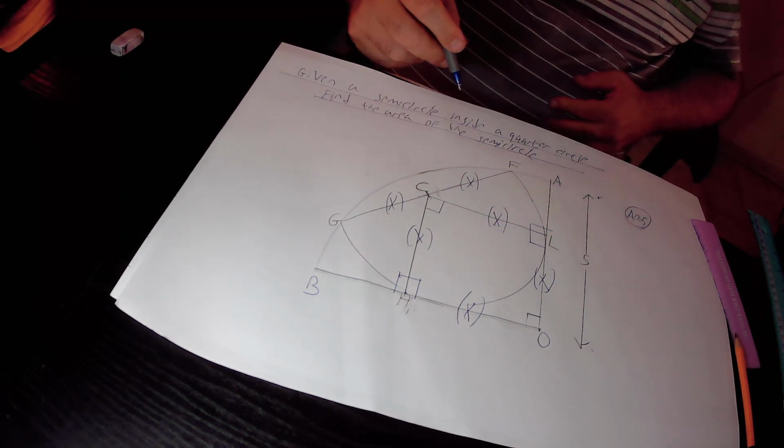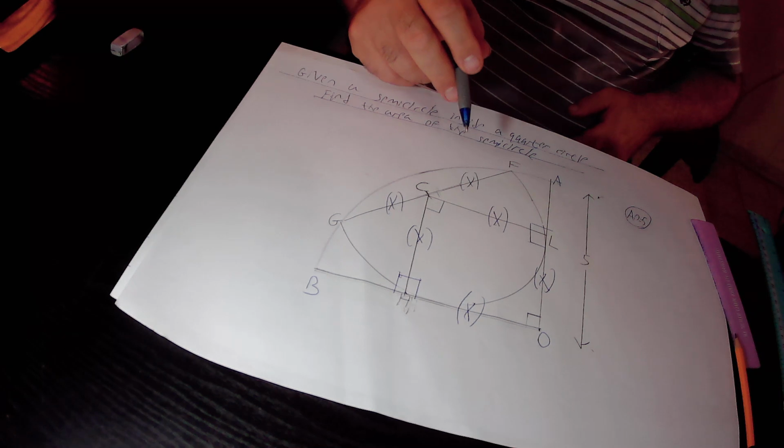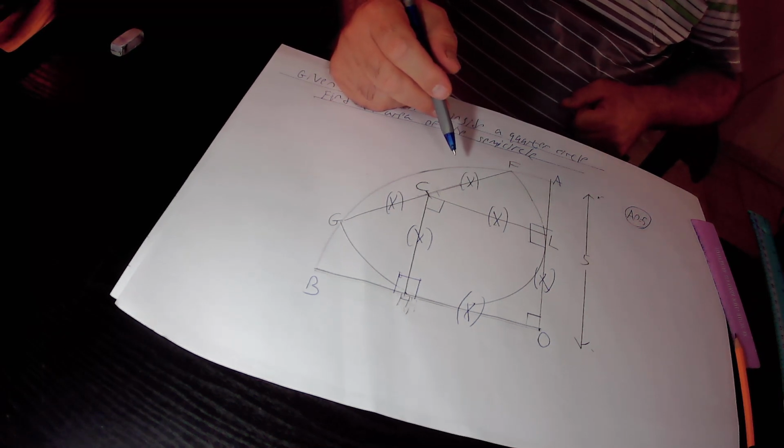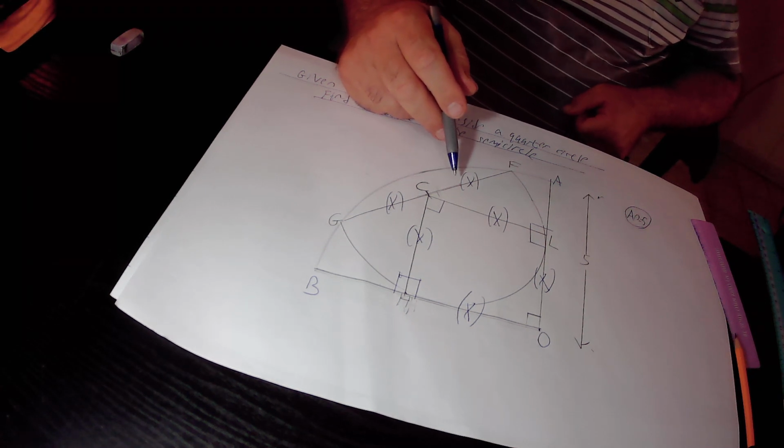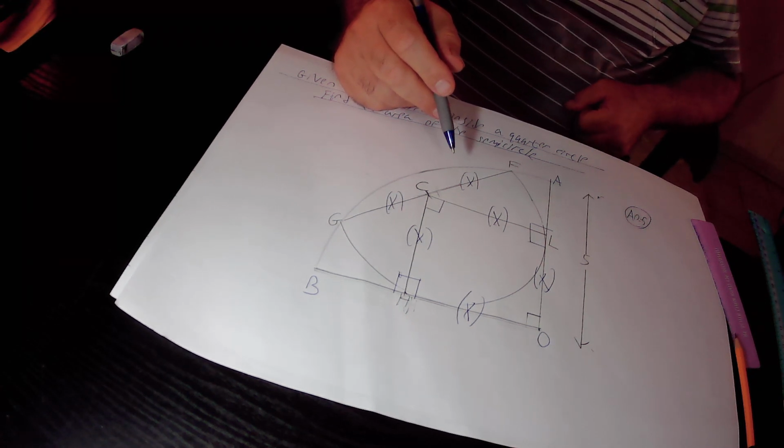So we found out that quadrilateral CLOH is not just a rectangle but a square. Why? Because all of its sides are equal to each other. Each side of the square is equal to x. Extremely simple.